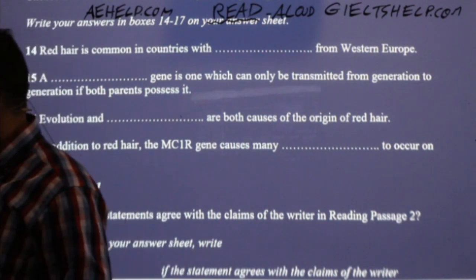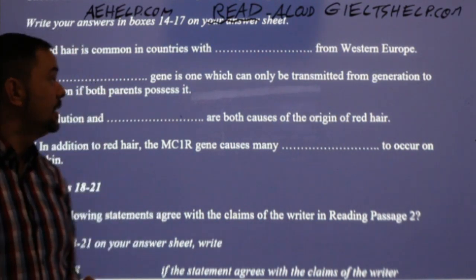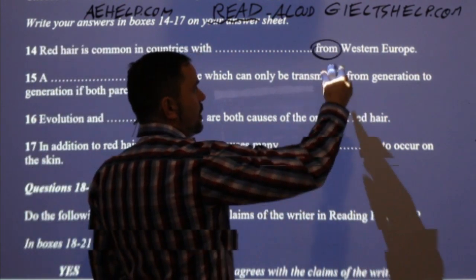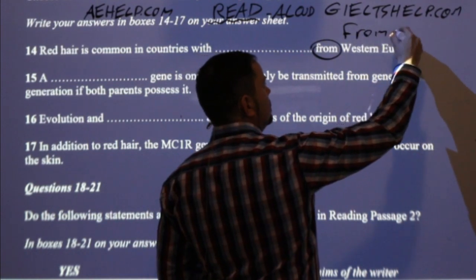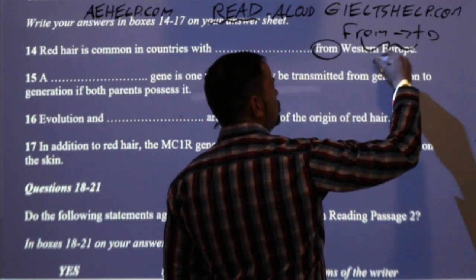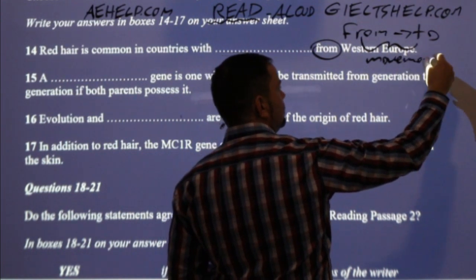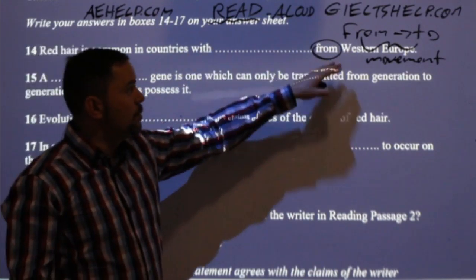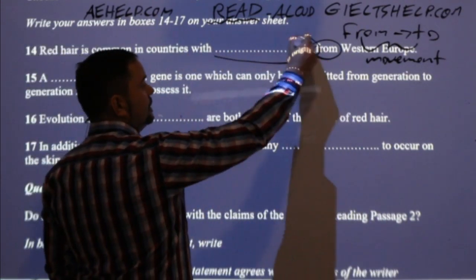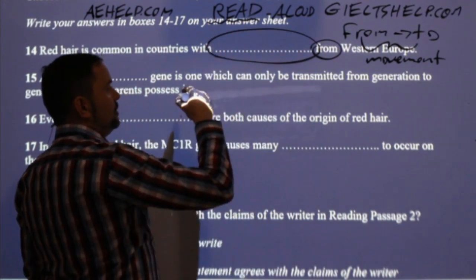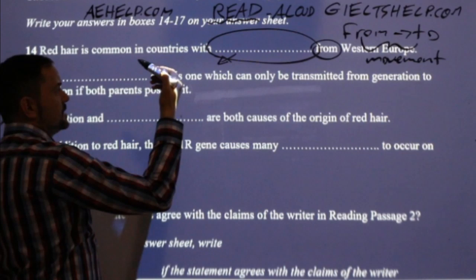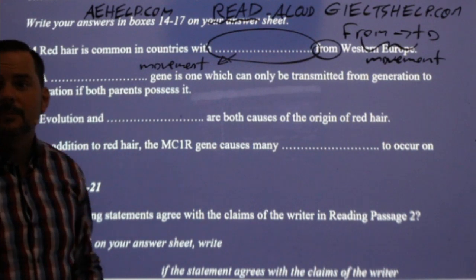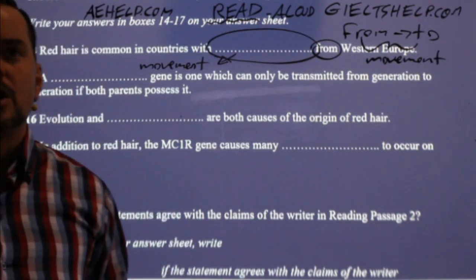Now, I'll give you another hint. Whenever you have the word from, you should be thinking from to. And from to shows movement. So in countries with something from Western Europe, with good logic, you may be able to figure out that this word has to represent some concept of movement. So it's not a location, it's not going to be a noun.